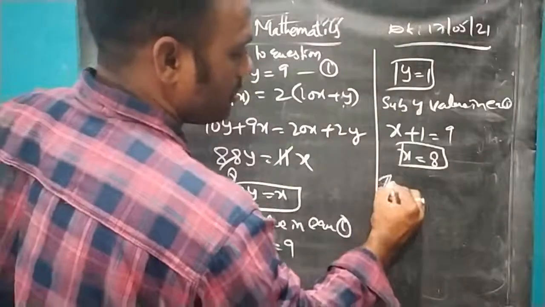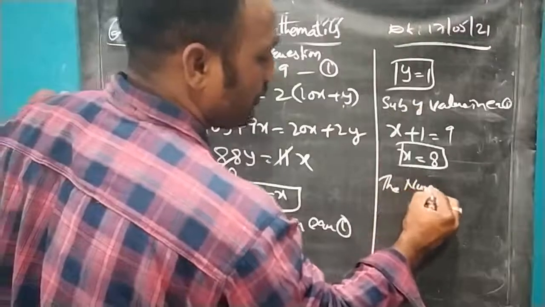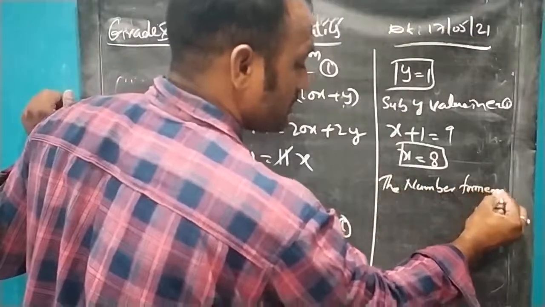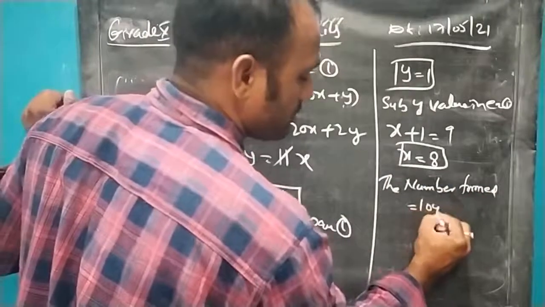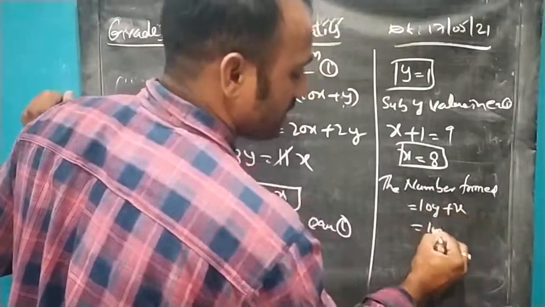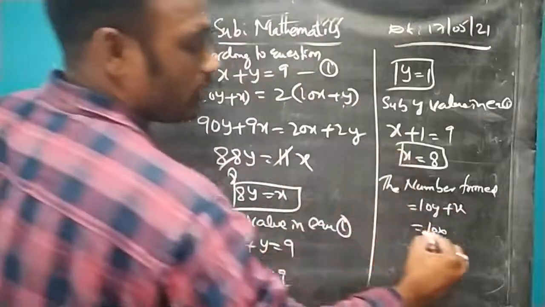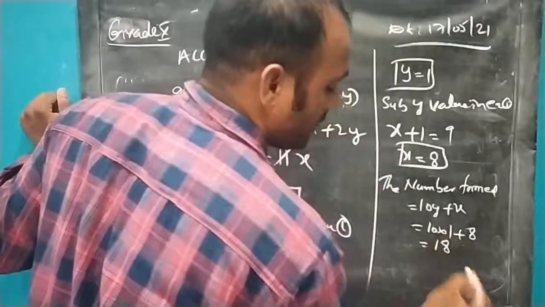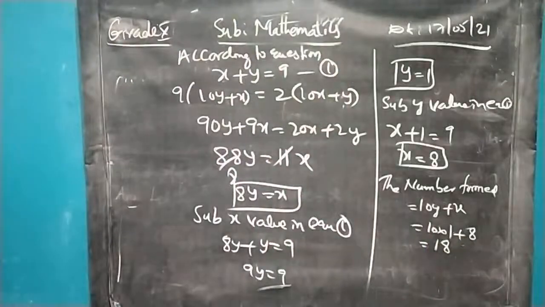So he is asking for the number formed. So the original number is asked. So what is the original number? We have assumed 10y plus x, that is 10 into, what is the y value here? 1, plus 8. So 10 plus 8 is 18. 18 is the original number.